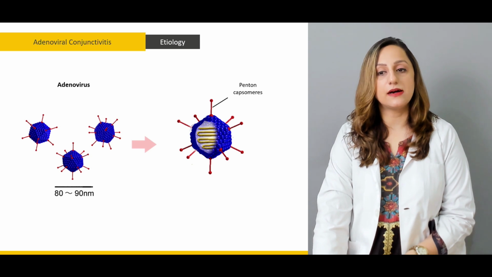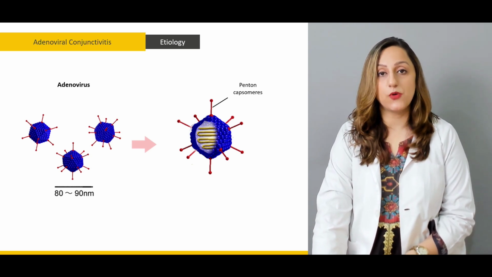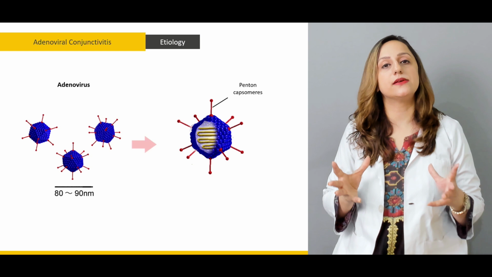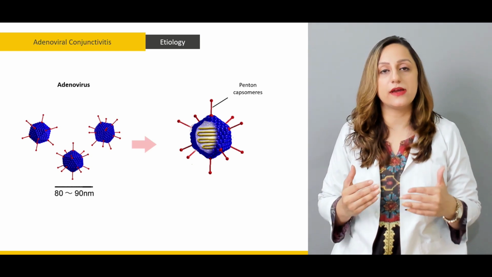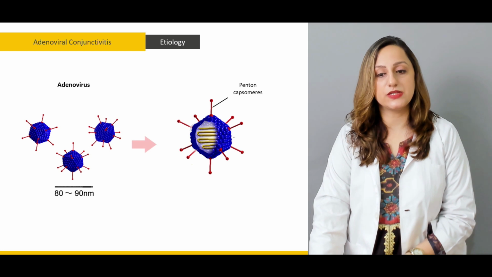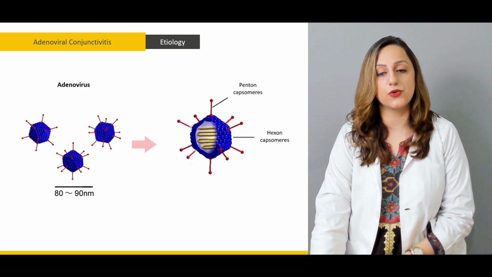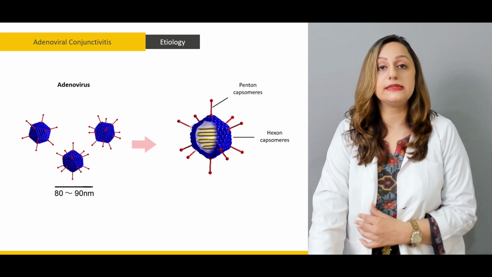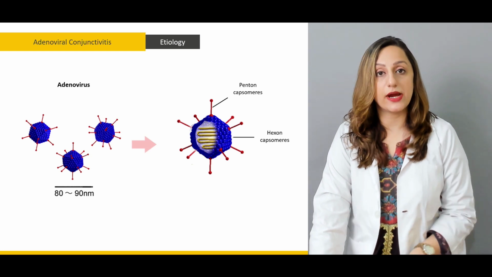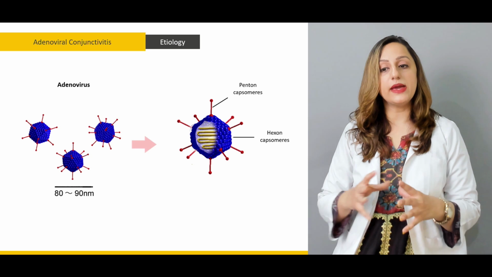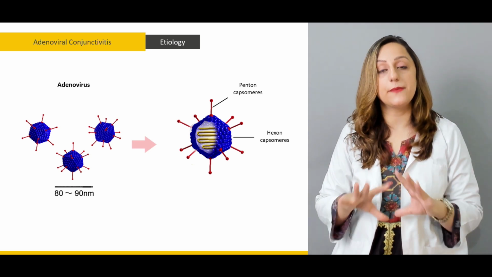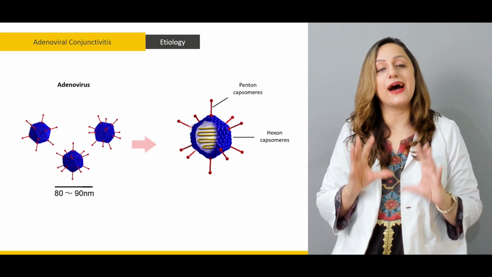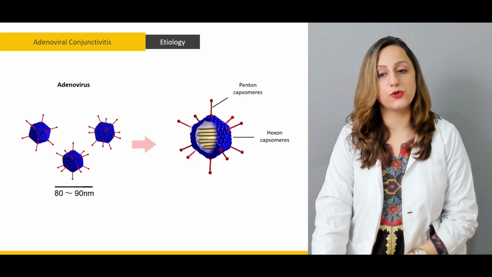We have the penton capsomeres. This is a very important characteristic of the adenoviruses. They have these capsomeres, which have protective properties, and this is how they cause the replication of these viruses. The hexon capsomeres are also present as the outer covering in these viruses. They are unenveloped, double-stranded DNA viruses. You have to remember this. The hexon capsomeres provide the outermost covering for these adenoviruses.